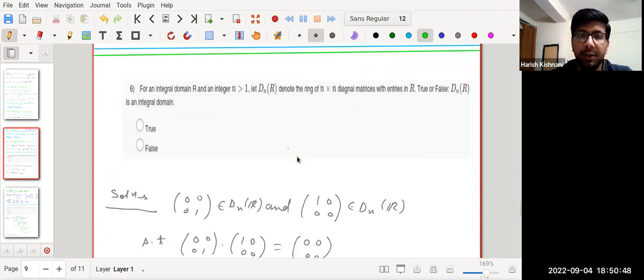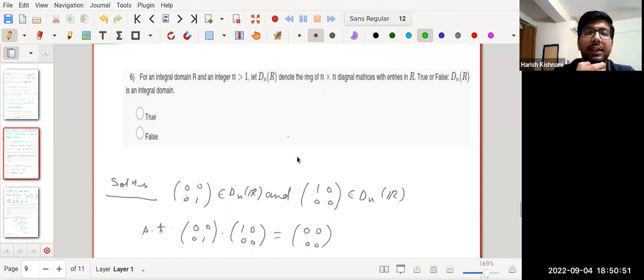It says for an integral domain R and an integer n greater than 1, let D_n(R) be the ring of n cross n diagonal matrices with entries in R. You need to check whether the statement is true or false. The statement is D_n(R) is an integral domain. Okay, so R is any integral domain, and n can also vary. So whether this is true in general. So this is not going to be true in general.